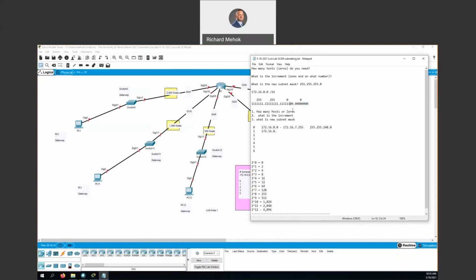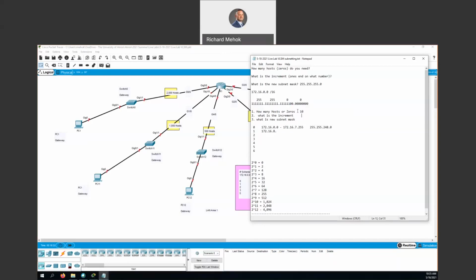So now, if we look at our increment, 128, 64, 32, 16, 8, and 4. So we said we needed how many zeros? That would have been 10.